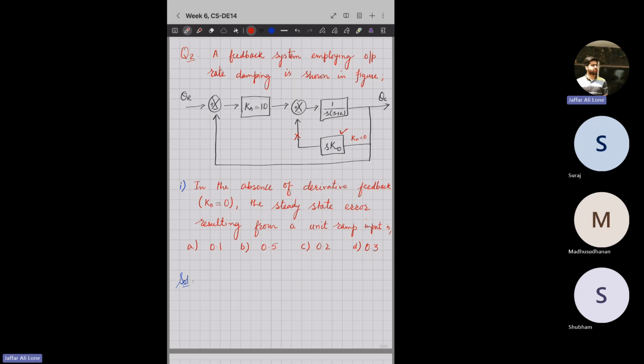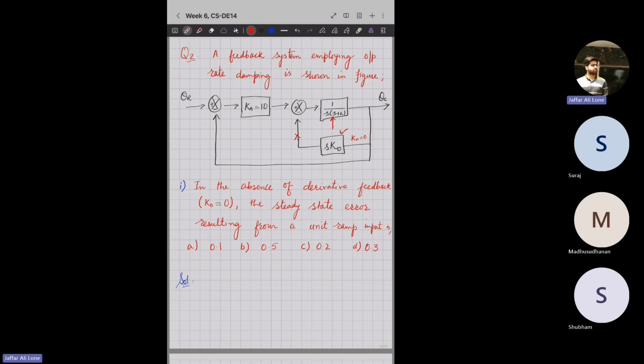it is a type 1 system, and that is visible from the transfer function as well. You see this transfer function has S into S plus 2, so there is only one pole at the origin. So this is a type 1 system. Makes sense, because for a type 1 system and unit ramp input, steady state error is finite, which is also visible from the options.